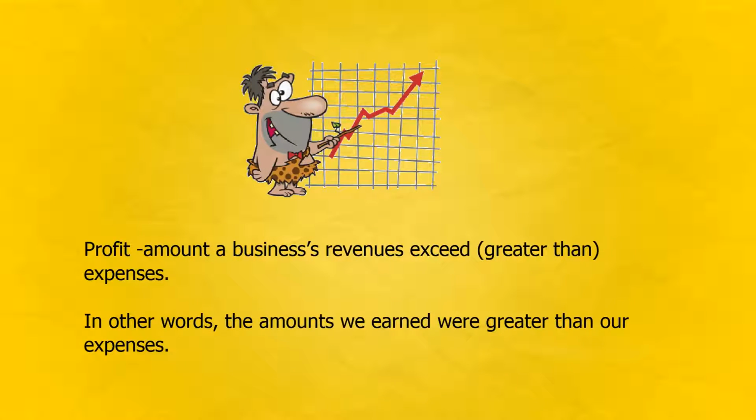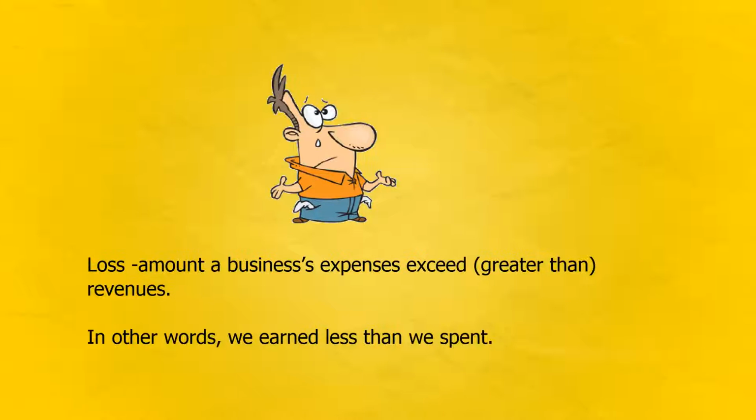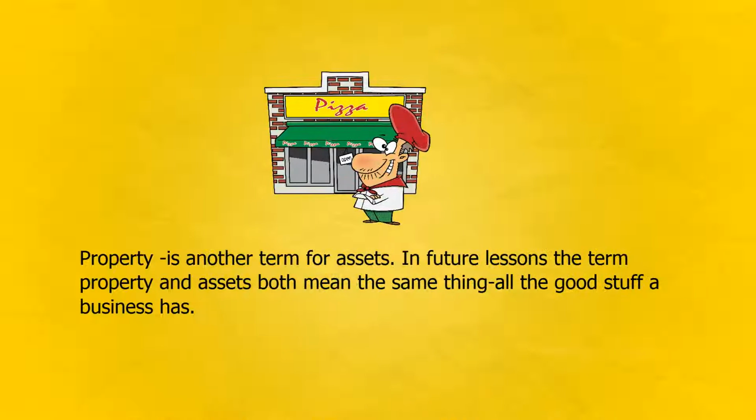Profit: the amount a business's revenues exceed (are greater than) expenses. In other words, the amounts we earned were greater than our expenses. Loss: the amount a business's expenses exceed (are greater than) revenues. In other words, we earned less than we spent. Property is another term for assets. In future lessons the terms property and assets both mean the same thing: all the good stuff a business has.